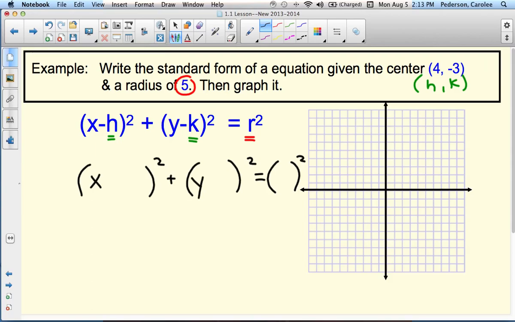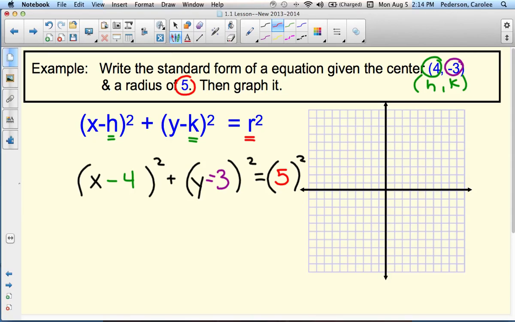All right. So my h, k, here is my h, which is 4. So that says x minus 4. And then I have the k, which is -3. And be careful on this. It's a -3 on this, so minus -3. And then our radius is 5.